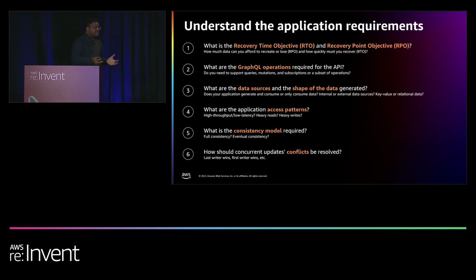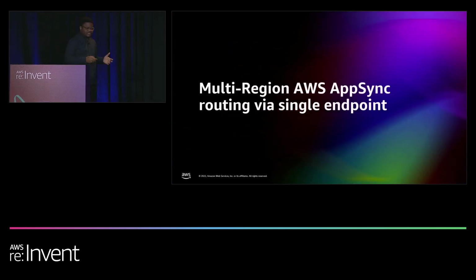Is this something that your data source supports, or is this something you have to manage within your business logic or your API layer? So these are some of the requirements you need to think about. And once you establish this, the first thing you need to start looking at is how you build out a single endpoint for your AppSync API.